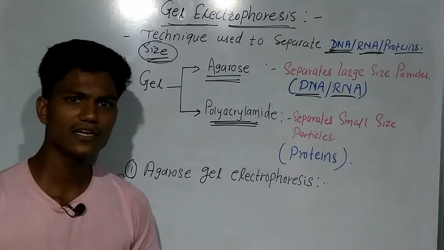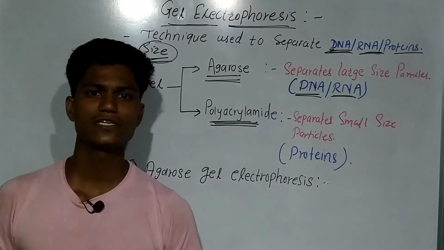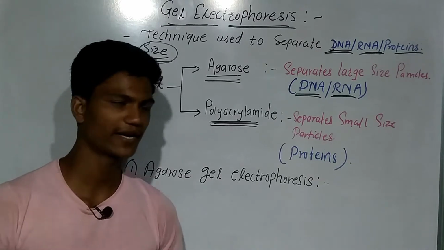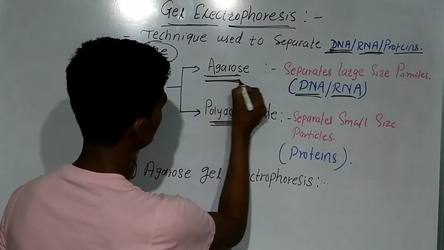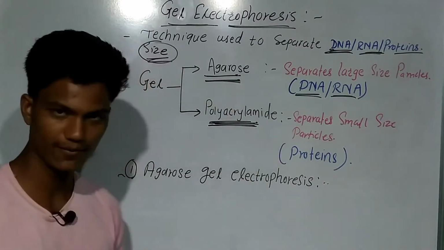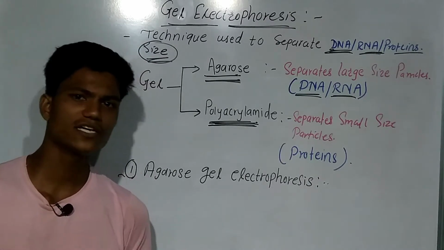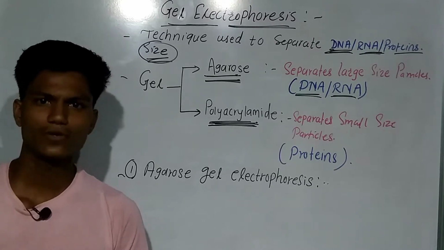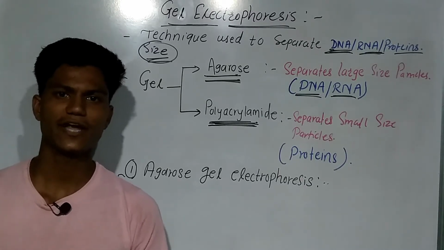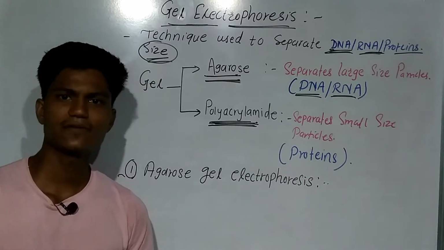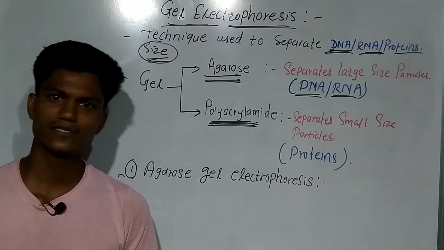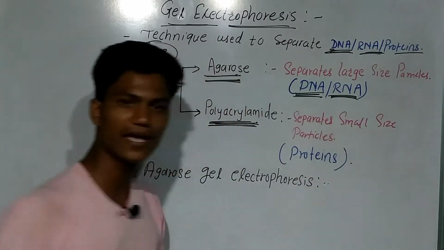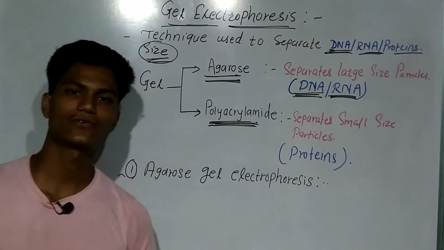Now in gel electrophoresis there are two types of gel basically used. One is agarose gel and another one is polyacrylamide gel. Agarose gel has a larger pore size and is porous in nature, and due to this it can separate large particles such as DNA or RNA. We can separate DNA or RNA with the help of agarose gel electrophoresis.